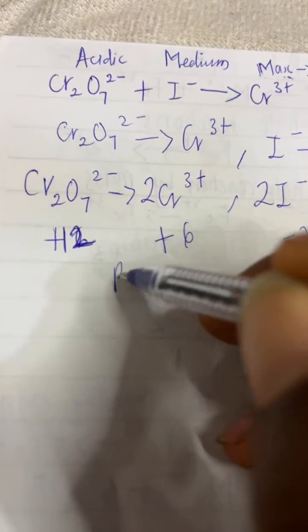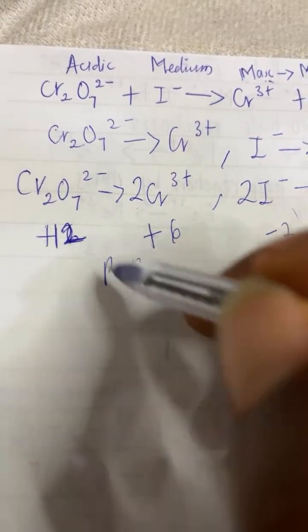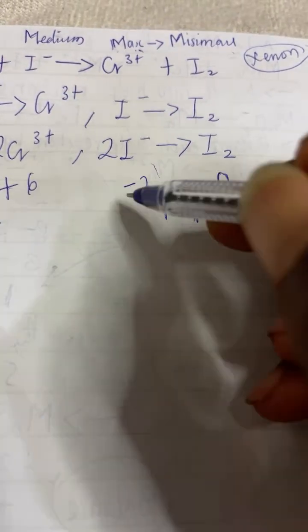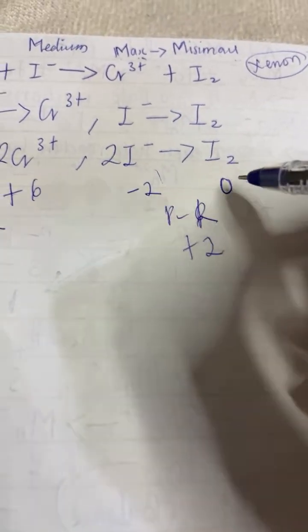To do your product minus reactants, right? These are products. 6 minus 12 is -6. So our product minus reactants, 0 minus -2. 0 minus -2 is +2, right?